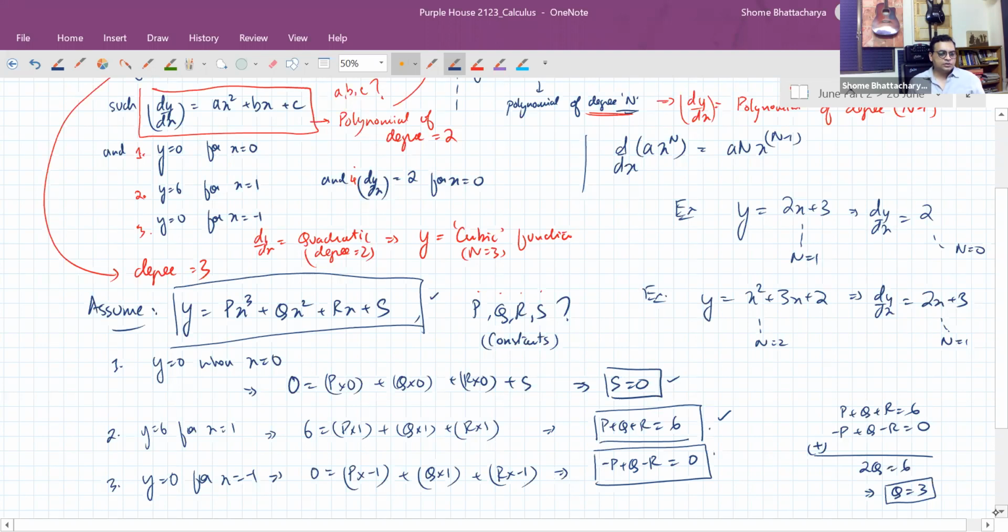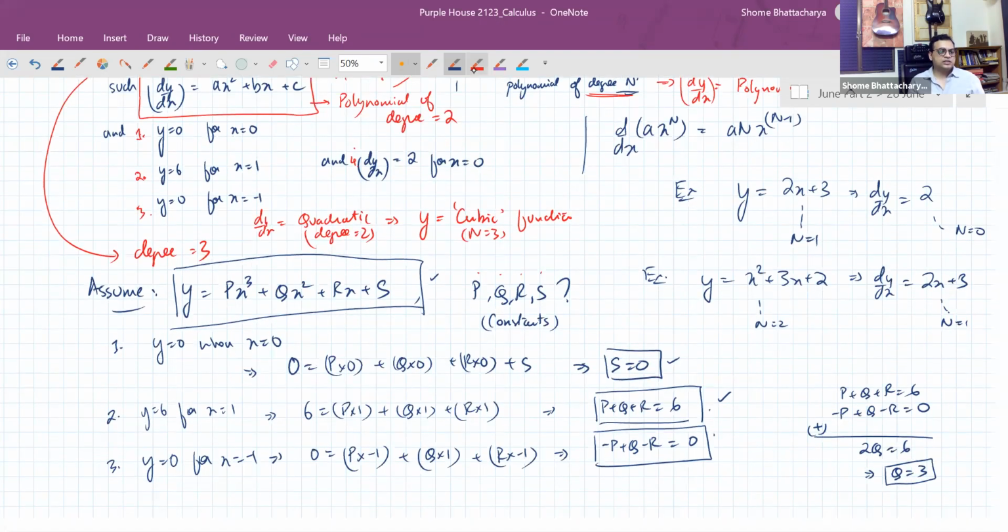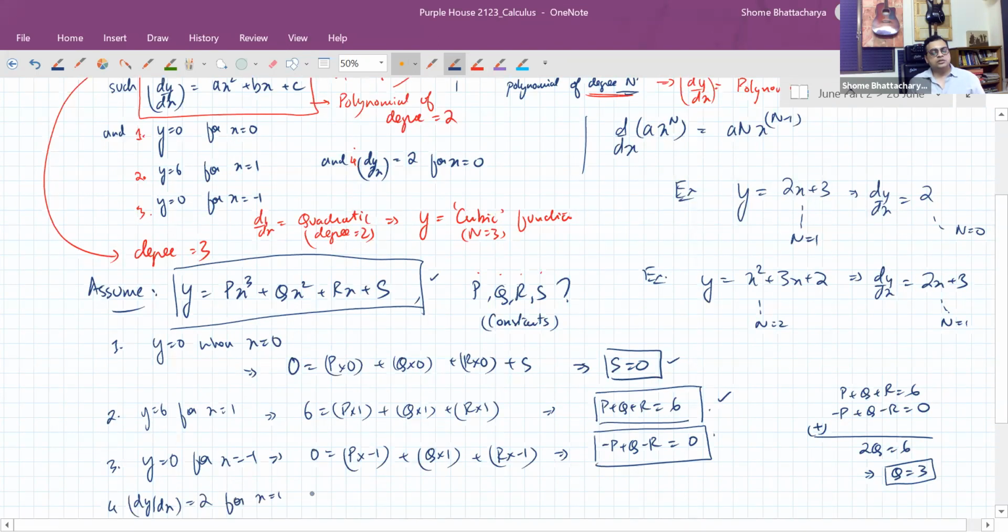For that I will use another term which is given. Now the other term that is given, notice, is that dy by dx is 2 for x equal to 0. Now see what we have taken as y. Since we have taken y as px cube plus qx square plus rx, where already we have taken s as 0, but q's value is also 3.